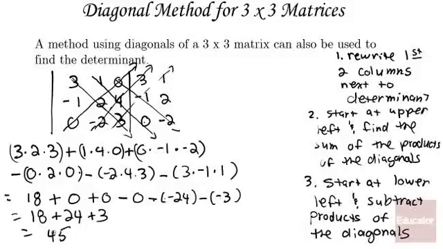So again, in order to use diagonals to find this third order determinant, we had to first rewrite the first two columns of numbers right next to the determinant. That allowed us to form sets of diagonals, and we took the downward going diagonals, starting at the upper left, going down, and we found the products of each of those and added those. Then we started at the lower left and found the products of those diagonals and subtracted them. Working out that math gave me 45. So that is the third order determinant.